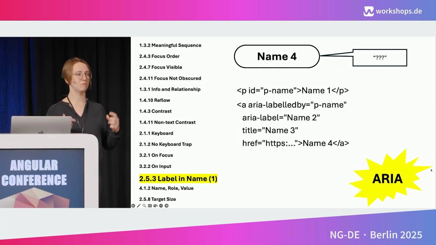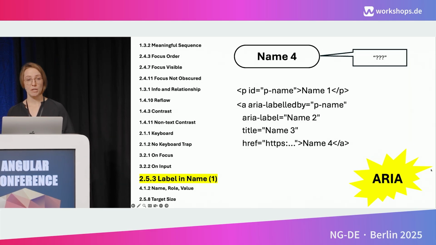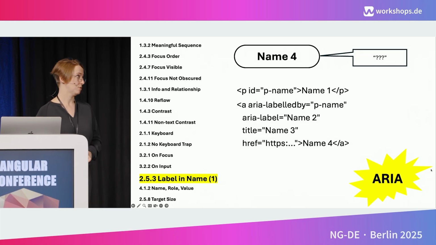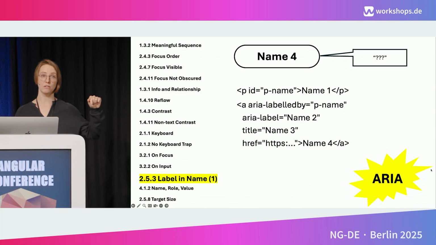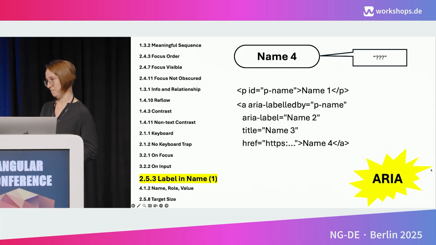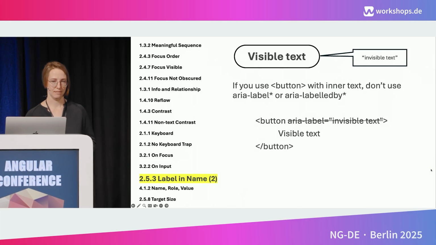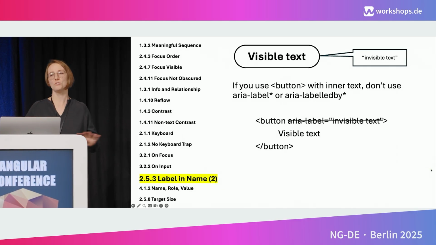There are some people that prefer to listen to text because they have maybe trouble reading. But also voice recognition users would have trouble requesting or clicking this link, because voice recognition doesn't know about name 4. So when you have a button or a link with visible text, just don't do anything. You don't need ARIA. Just don't overwrite what is already accessible.